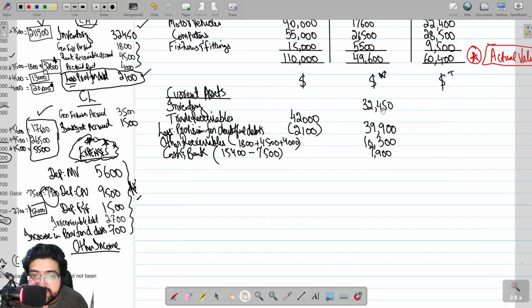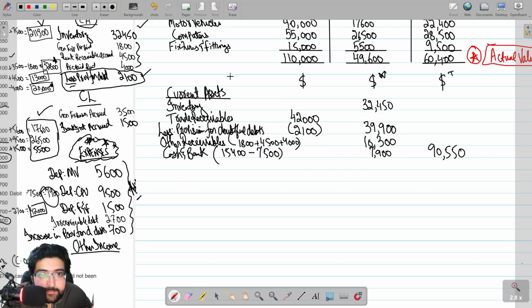This is the value of inventory. This is the value of trade receivables. These are my other receivables. And this is my cash and bank. Add these four together. 32450 plus 39900 plus 10300 plus 7900. The total value I am getting is 90,550. Please double check, okay? You also calculate this yourself and double check.